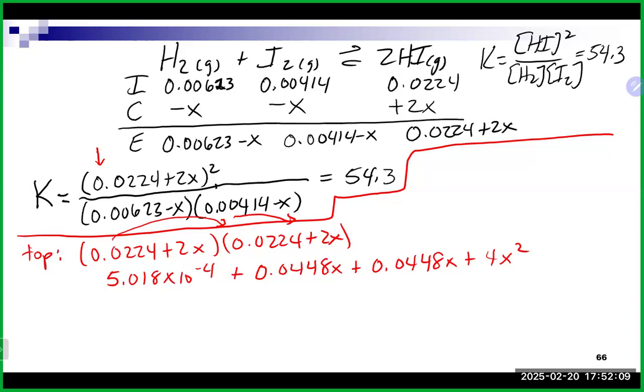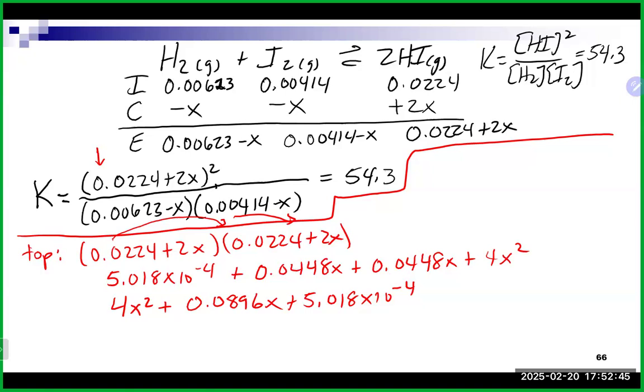So we'll combine everything up here, and we got a 4x squared. We'll combine our x's there, so that's basically 0.0448, two of them there, so it's going to get us 0.0896x, and then we got a plus 5.018 times 10 to the minus 4. So that's basically what you get if you work out the top part. Any questions on that there?